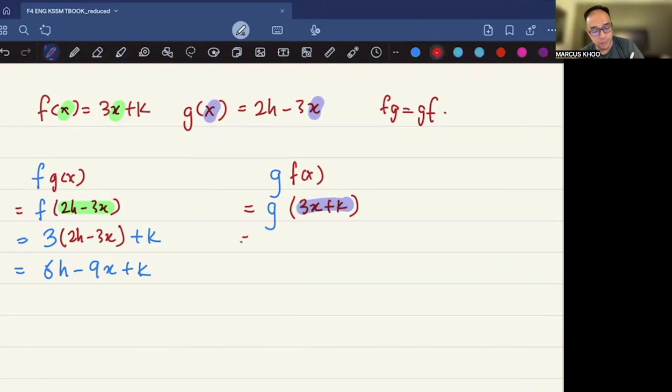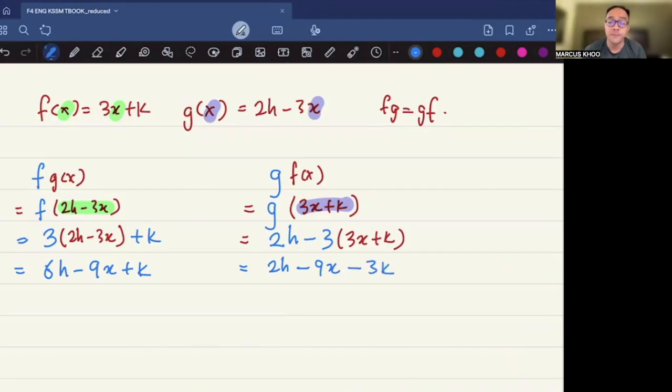So when you put it in, you're going to get 2h minus 3, and then I put my object in, 3x plus k. We simplify this, and you get 2h minus 9x minus 3k. And then we're going to leave it there.